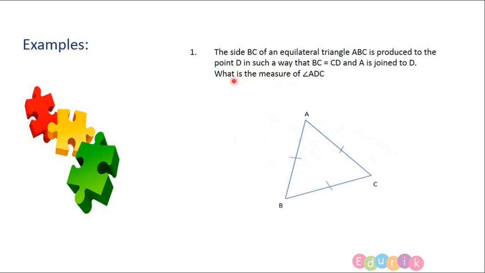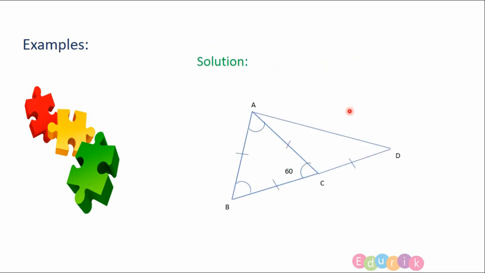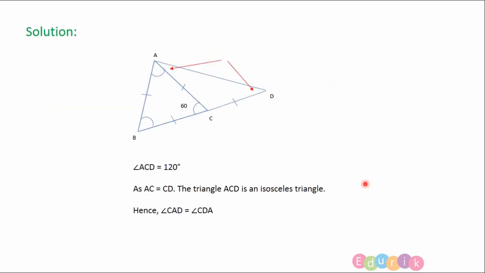Now the question is asking us, what is the measure of angle ADC? So the question is asking us to find this angle. Now we know that this angle is 60 degrees as the triangle ABC is equilateral. So this angle will be 120 degrees. I am talking about angle ACD. So angle ACD will be equal to 120 degrees.